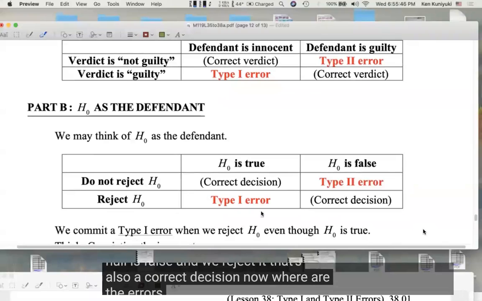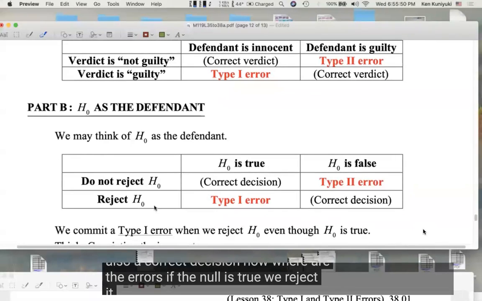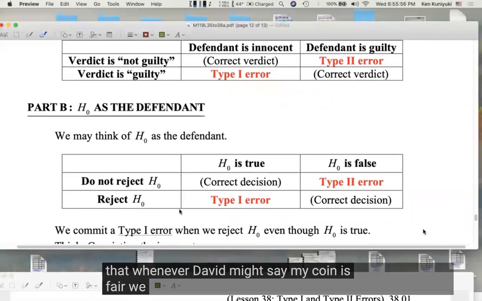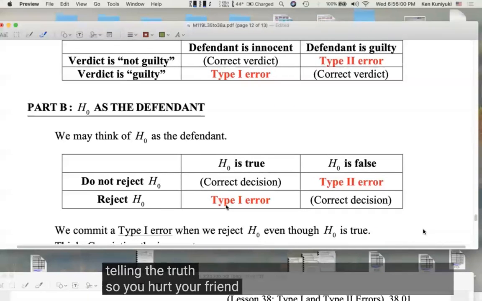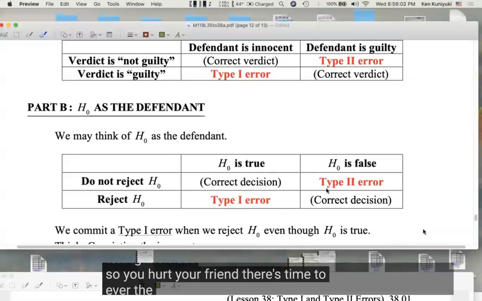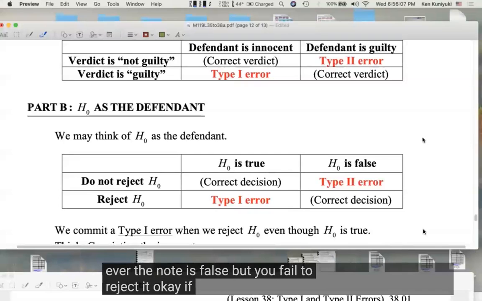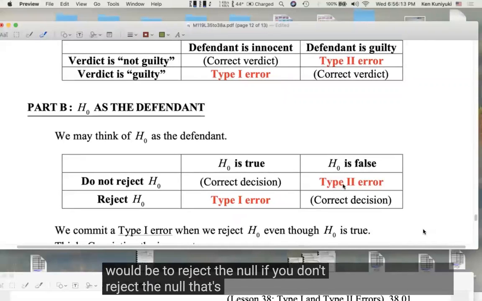Now, where are the errors? If the null is true, but we reject it, type 1 error. David might say, my coin is fair. We say, no, it's not, but maybe he was telling the truth. So you hurt your friend. Then there's type 2 error. The null is false, but you fail to reject it. If the null is false, then the correct decision would be to reject the null. If you don't reject the null, that's type 2 error.